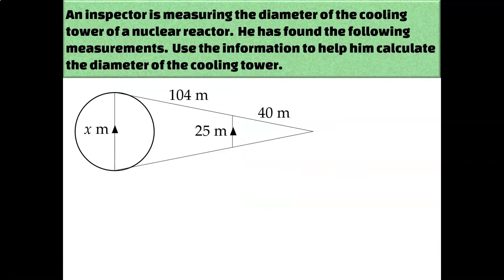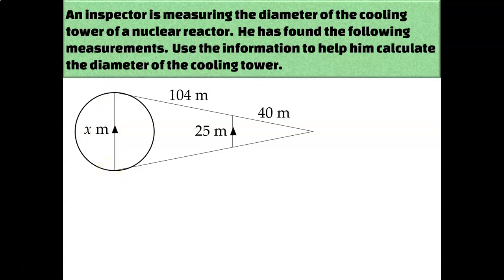Next up, we're going to calculate the diameter of a nuclear cooling tower. Obviously, we can't get inside of a nuclear reactor to measure its diameter, so we have to find a safer way to figure out that measurement using geometry. So this inspector has set up this diagram, found these measurements based on the cooling tower. This is like a top-down diagram, so you're looking from the sky down on top of the nuclear reactor. And what we need to calculate is the length of x, which is the diameter of this circle.